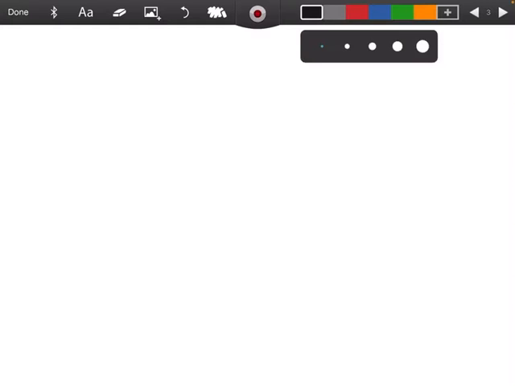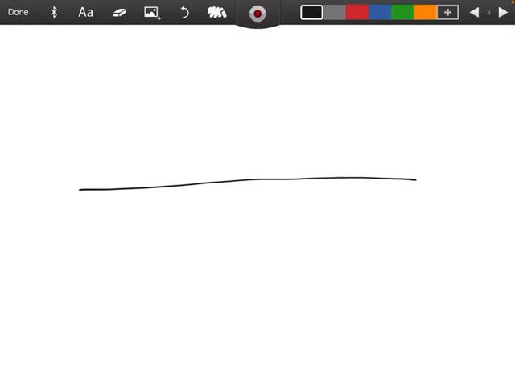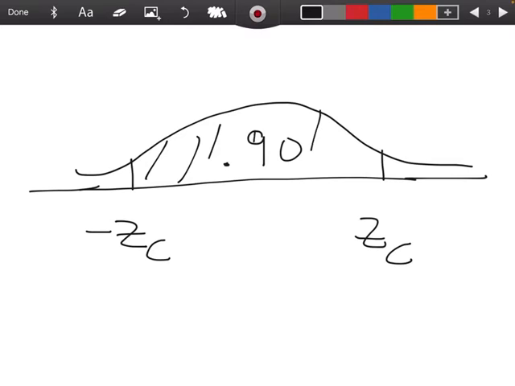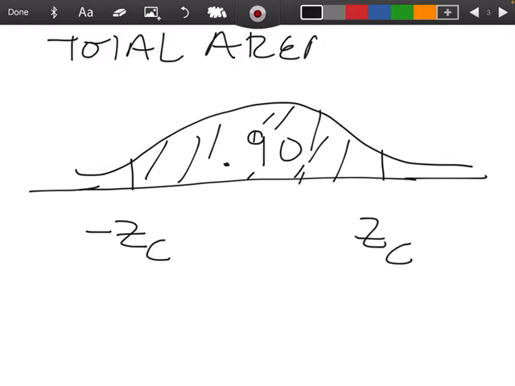Here we go. I'll draw a picture for you. Here is my standard normal curve. The idea behind the critical values is that there are going to be two values here. This one is going to be negative, and this one is going to be positive. Because it's a 90% confidence interval, the area under this portion of the curve is 0.90. Now, remember the total area underneath the curve is equal to 1.